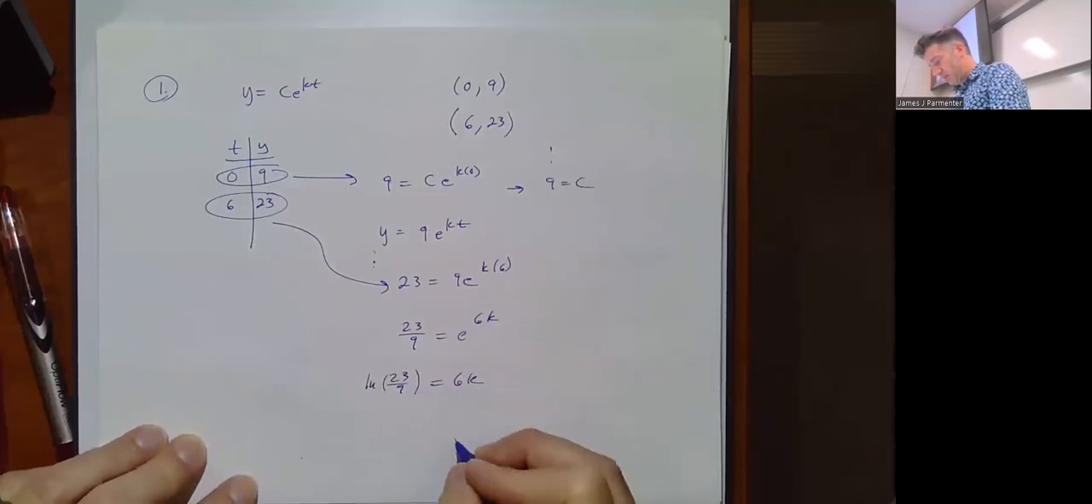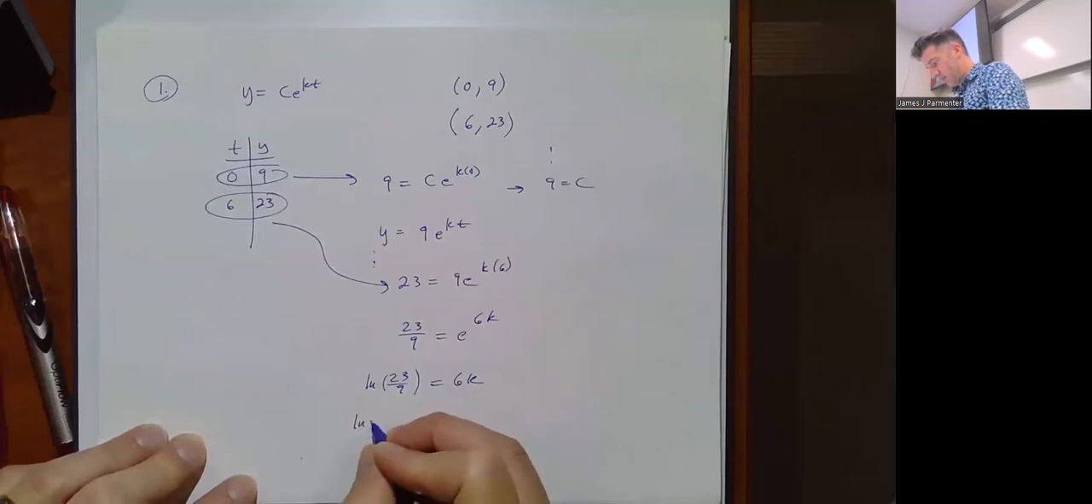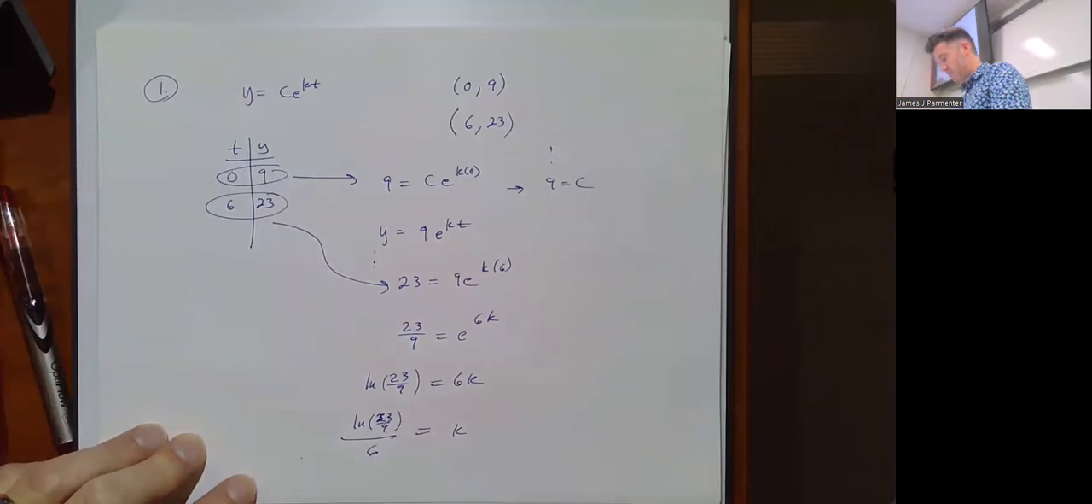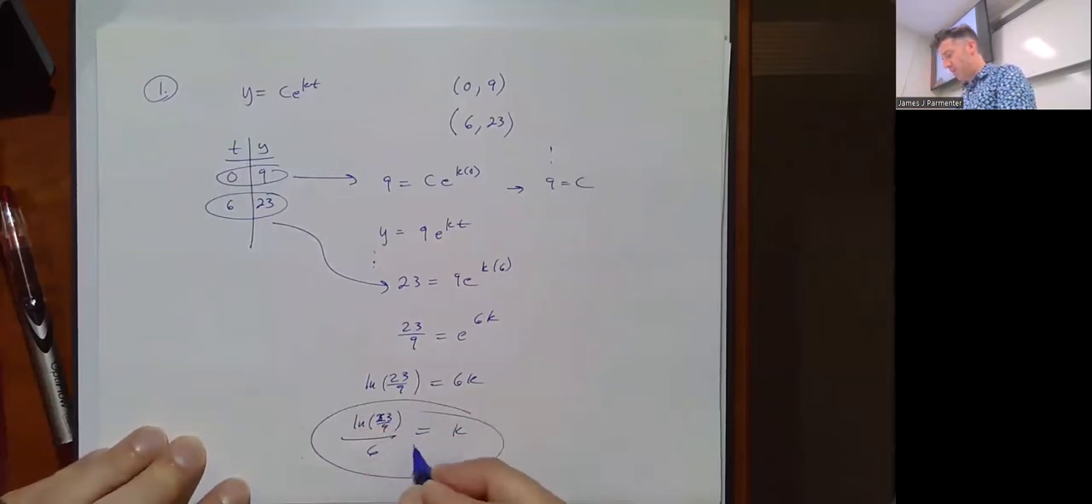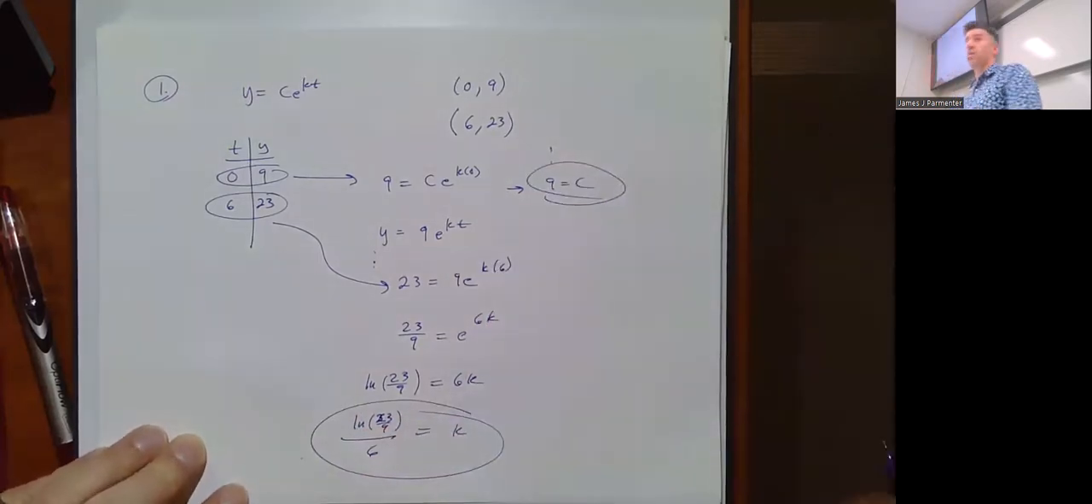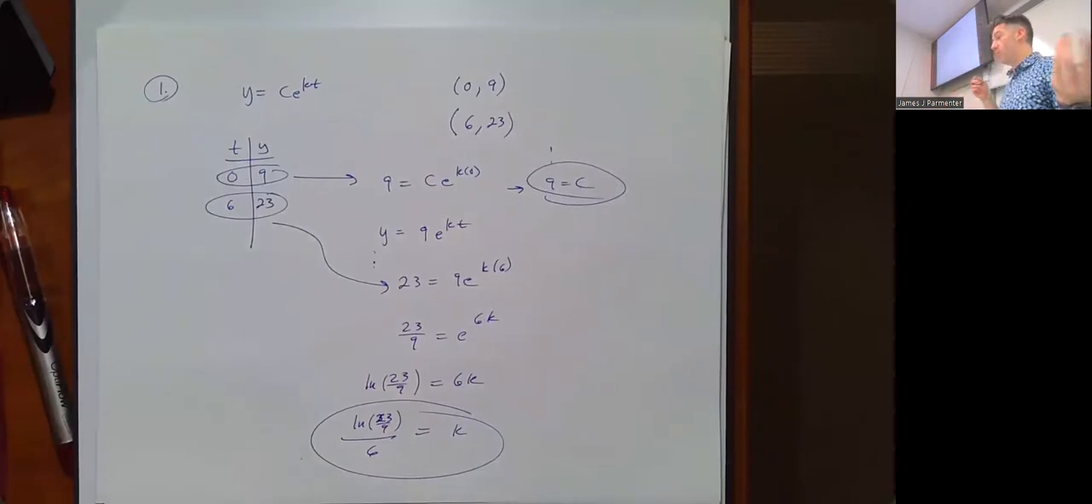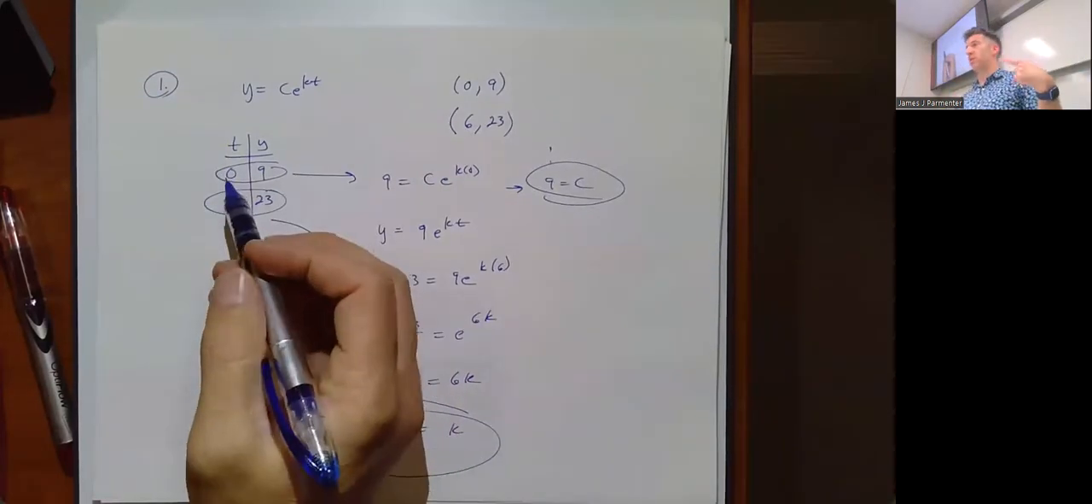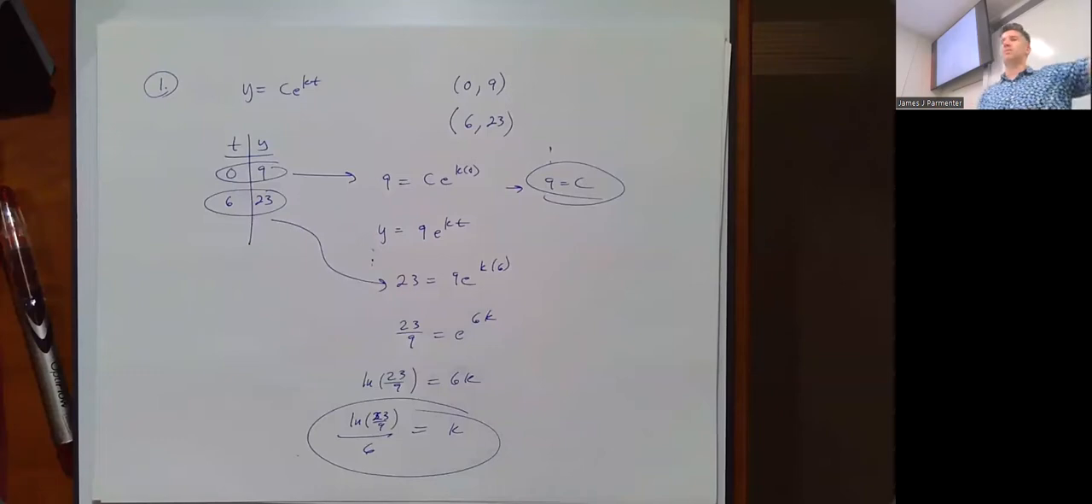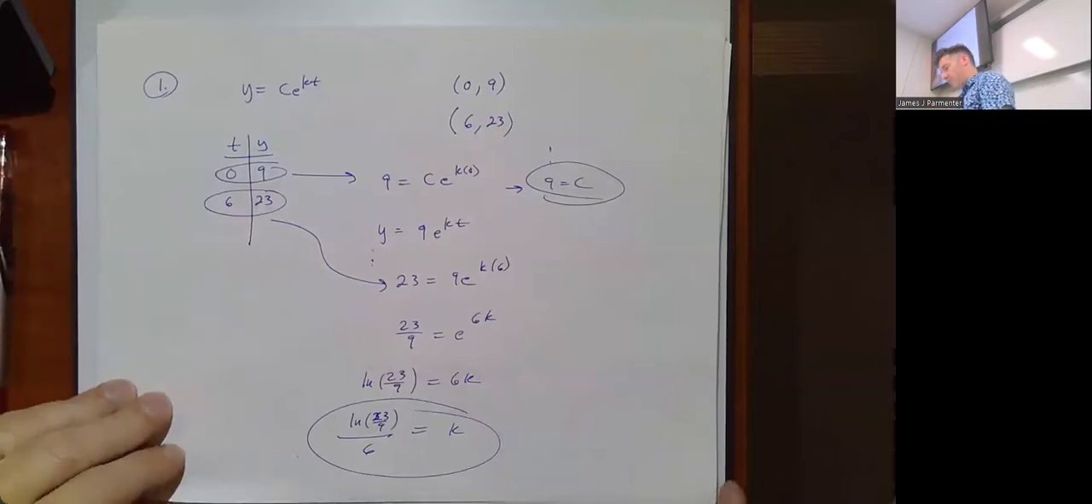And finally, k is going to be the natural log of 23 over 9, all divided by 6. Which is not particularly lovely, but it is what it is. So those would be our answers here. So when one of the points has t equal to 0, it's basically the same as what we've been doing for these other problems. The other example is a little bit harder.